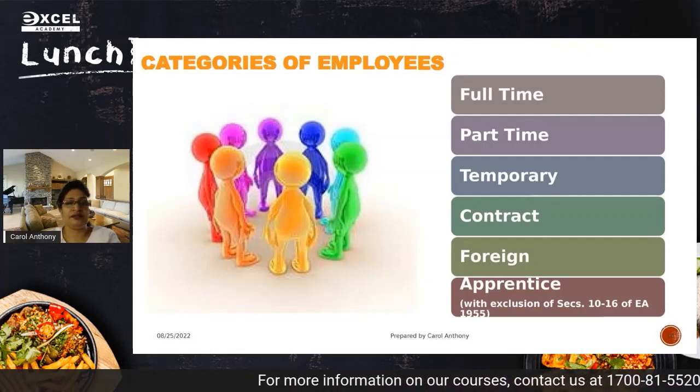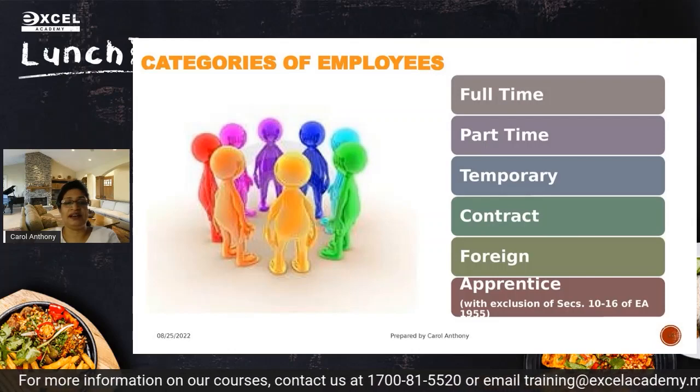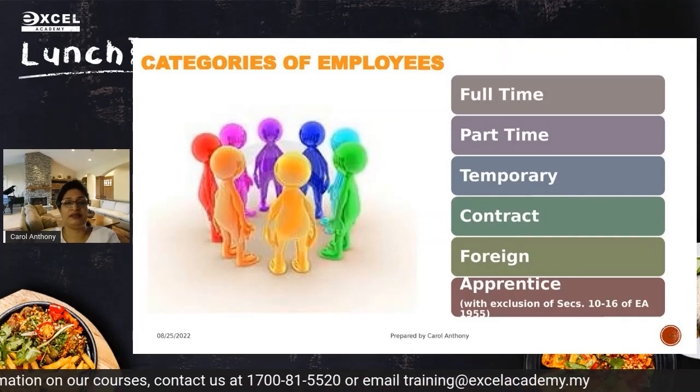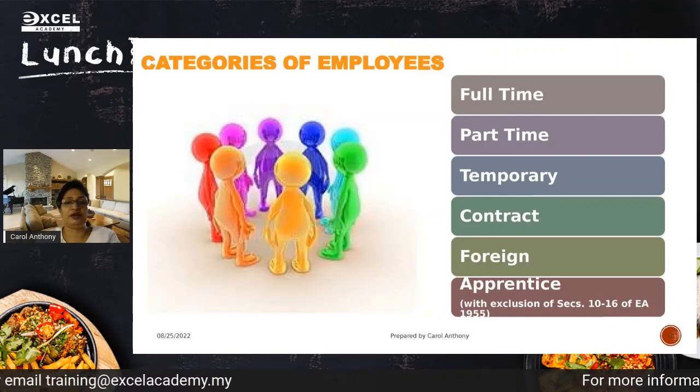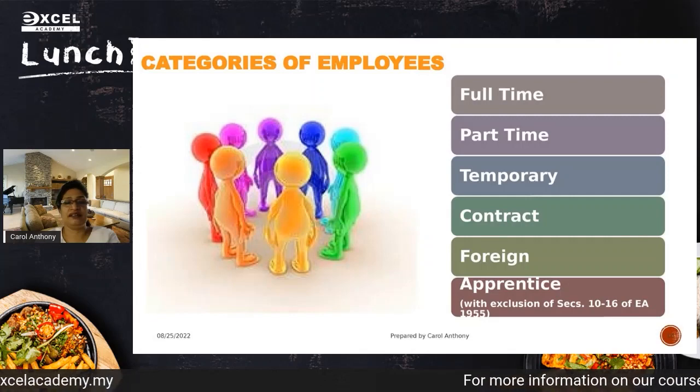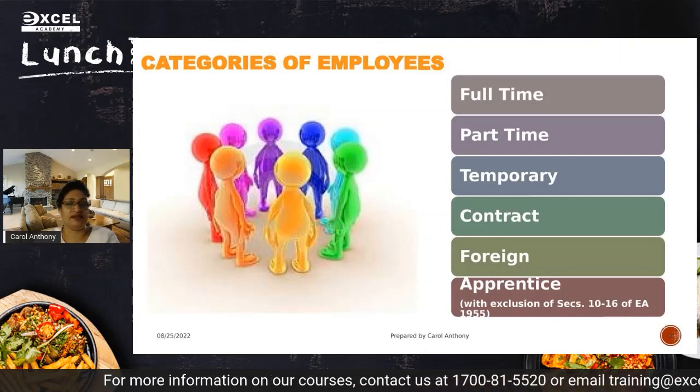Foreign employees, of course, are covered under the EA. And then lastly, apprentice. For apprentices there are some exclusions, okay? So you need to take note. These are the sections that exclude apprentices. All the other sections apply to them, except sections 10 to 16, right?